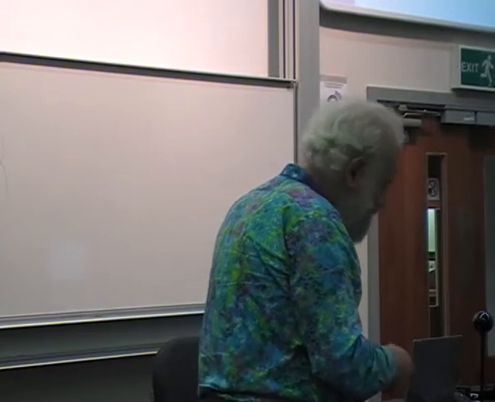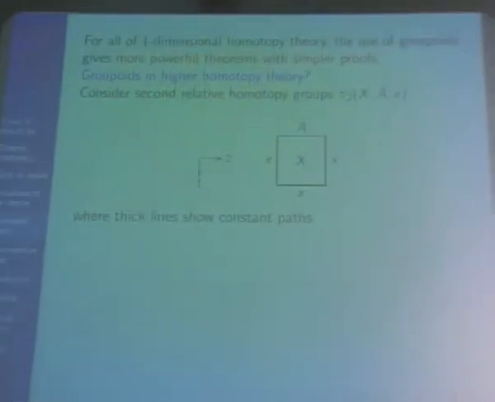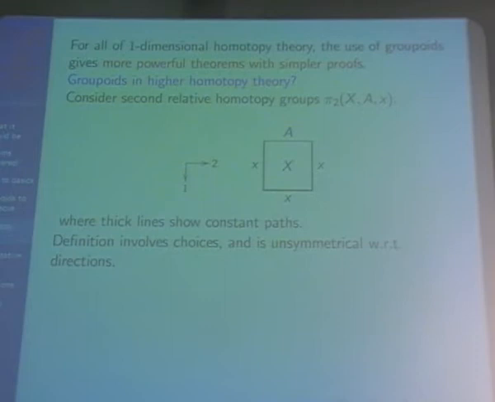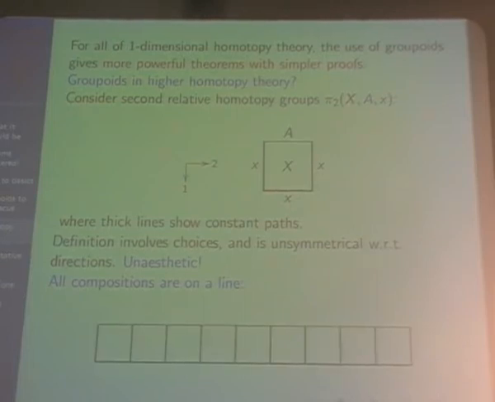Now, a standard structure, I don't know how many people here are familiar, is the second relative homotopy group, with a space X, a subspace A, and the base point. So you consider homotopy classes of maps of a square into X, which map these three sides to the base point and one edge to the subset A. The thick lines show constant parts. The definition involves choice and is unsymmetrical, which is unaesthetic. And all compositions are on the line, which doesn't accord with our picture of what we were trying to do.